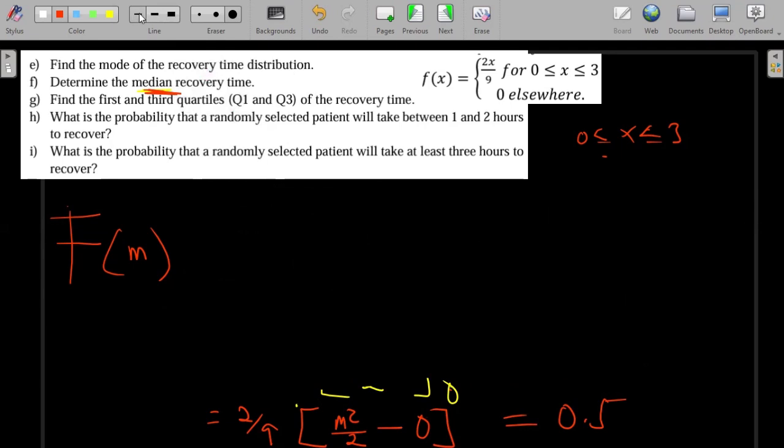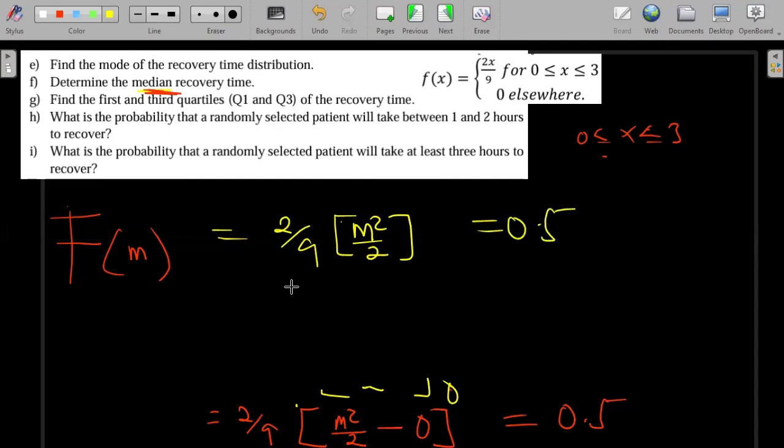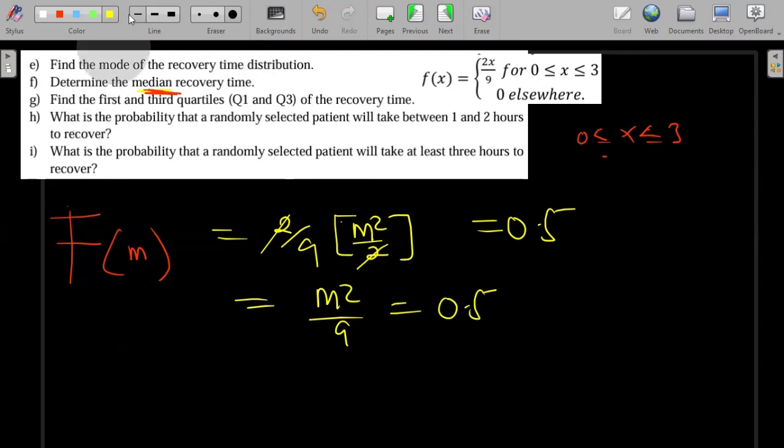When we try to solve for m, what are we going to get? 2 over 9, and then m squared over 2, equals 0.5. The 2s cancel, so I have m squared over 9 equals 0.5. Cross multiply, what do we get? m squared equals 0.5 multiplied by 9, which is 4.5.